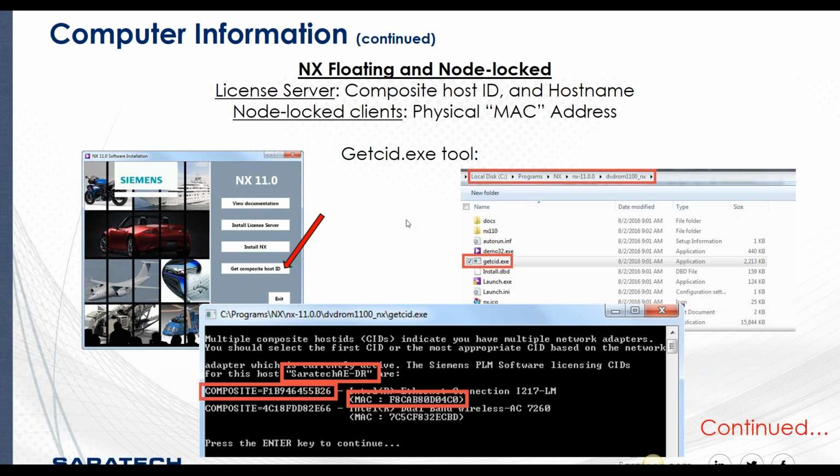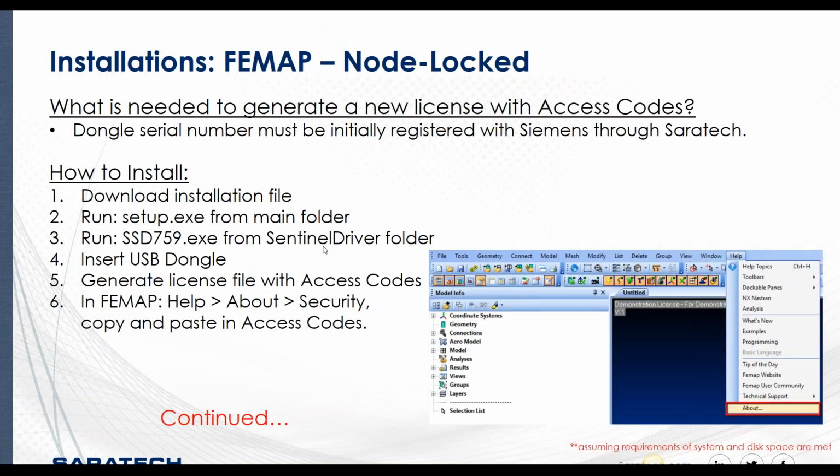Another way that you can also get this information is by running the launch application, and then this will come up, and you'll see it says get composite host ID, and just like before, you'll get this number. So moving along, how you install FEMAP when it's node locked.